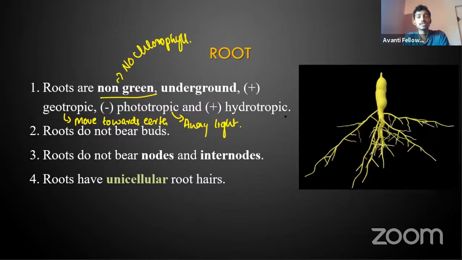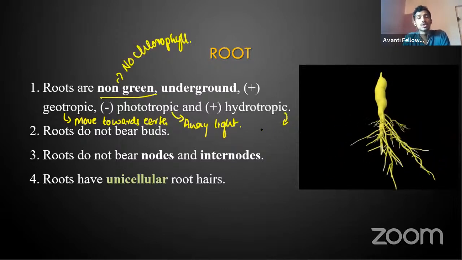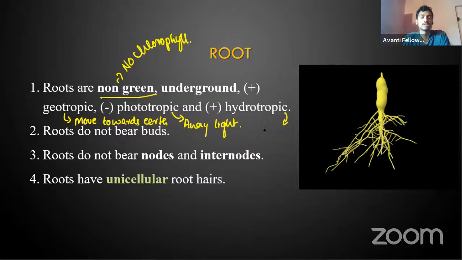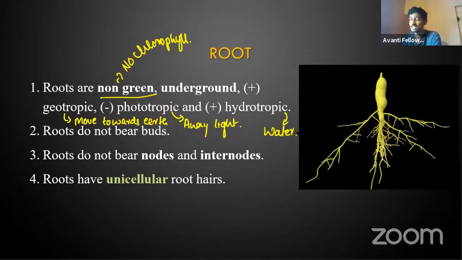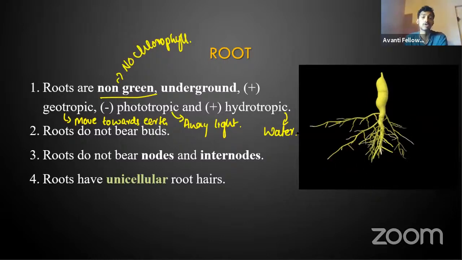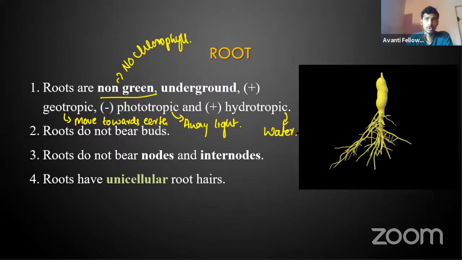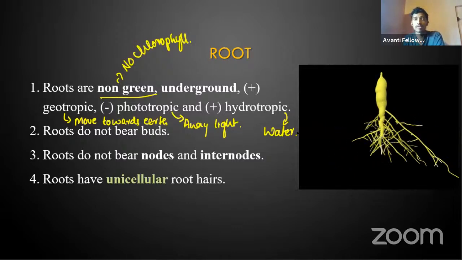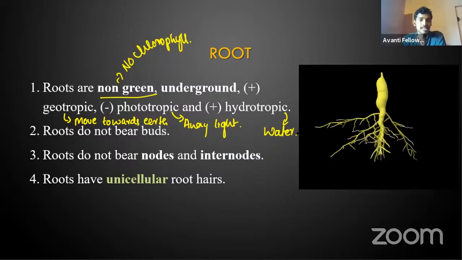And it's positively hydrotropic. That means it will go towards the water. It wants to move towards the water because water is the way it can get nutrition, and water is highly essential for the plant for the process of photosynthesis. That's why it shows this kind of nature.